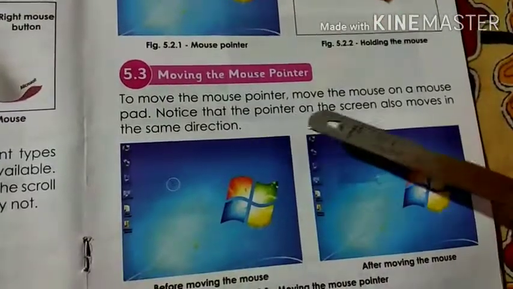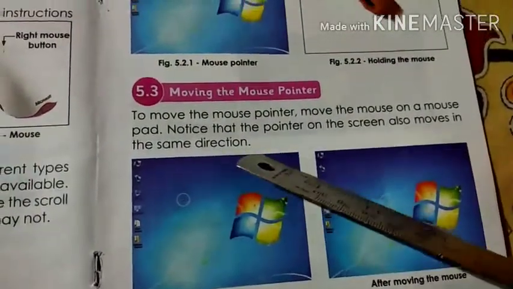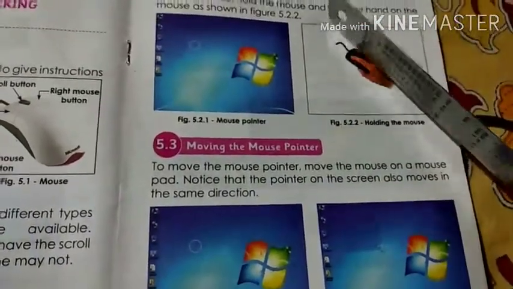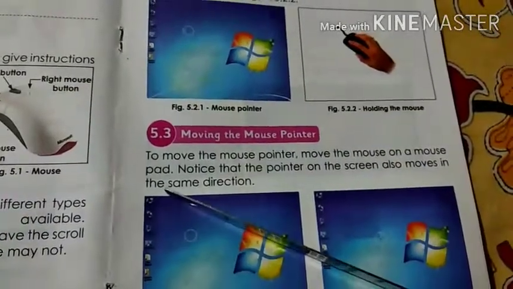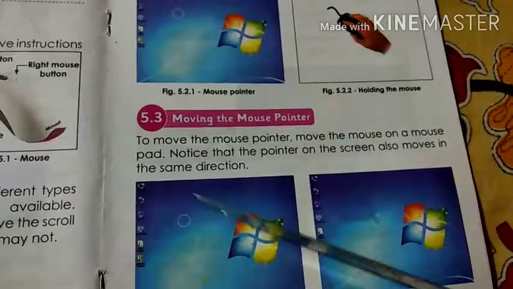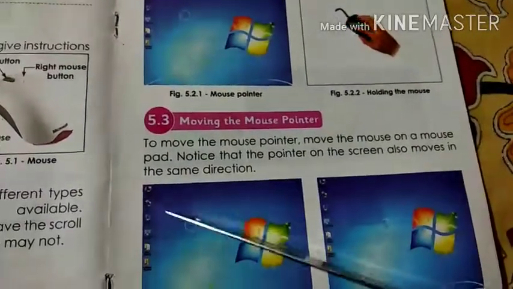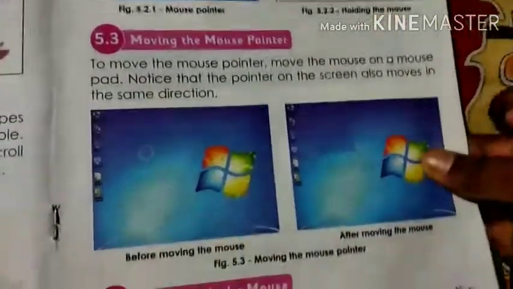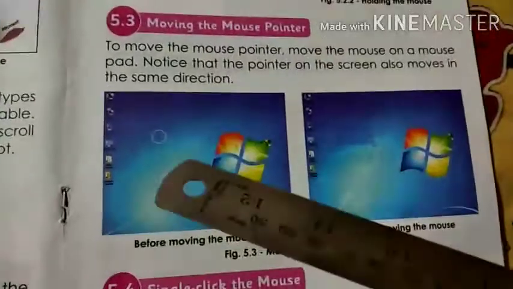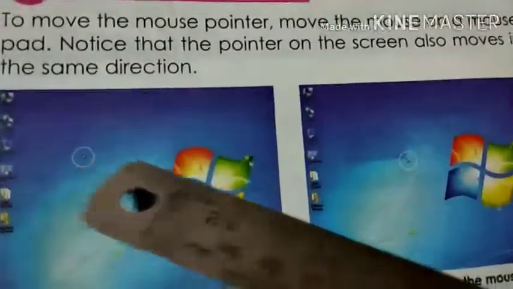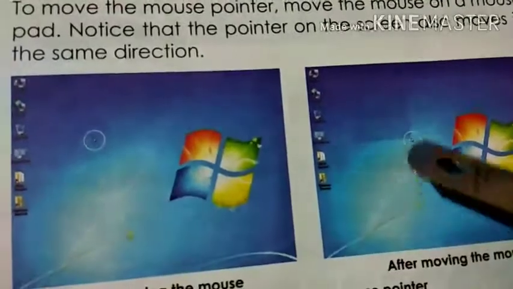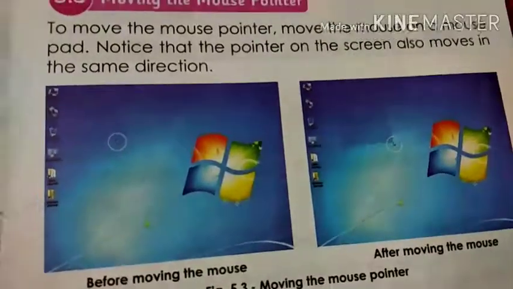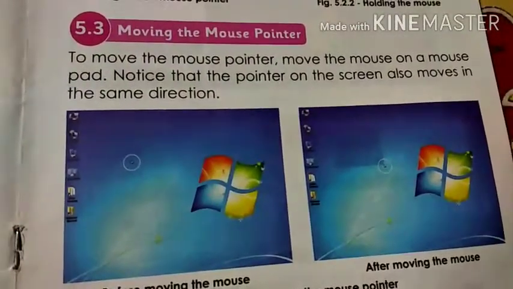Notice that the pointer on the screen also moves in the same direction. If you take your mouse upward, your mouse pointer will also go upward. If you take it downward, it will go downward. If you move right or left, it will go according to how you move the mouse on the mouse pad. See, here the mouse pointer is here, and after moving the mouse it changes place and comes here. With the help of the mouse only you can change the location of your mouse pointer.